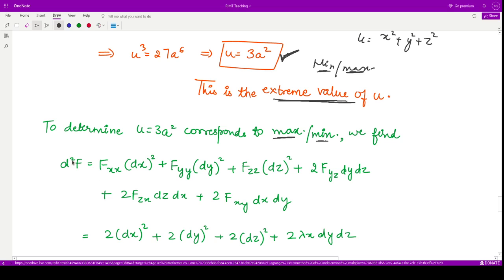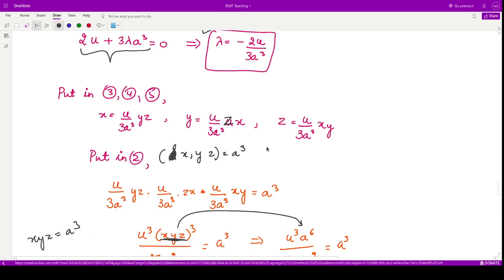So the expression for d2f that we did in the previous class was f of x dx square plus f of y dy square plus f of z dz square plus 2 f yz dy dz plus 2 f zx dz dx plus 2 f xy dx dy. So this is equal to, now you first have to compute all these terms. So you can very easily calculate them. You have the first derivatives, so from the first derivatives you can compute these. So let's have a look at the first derivatives.